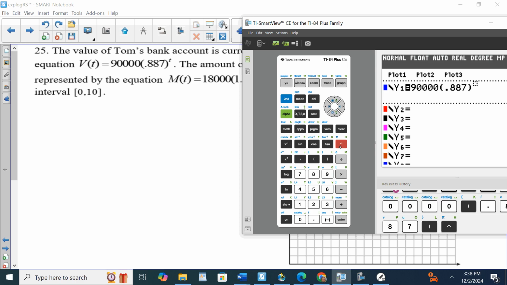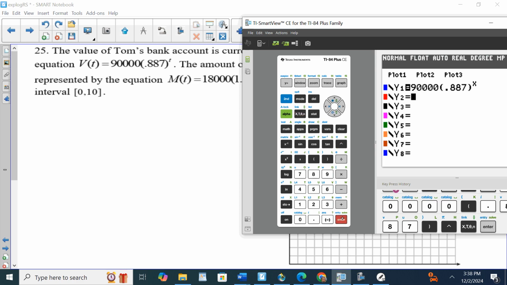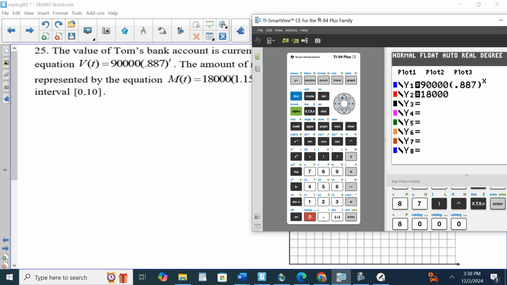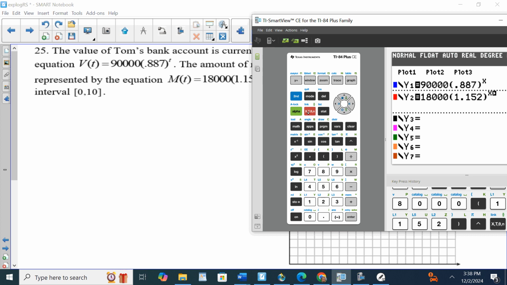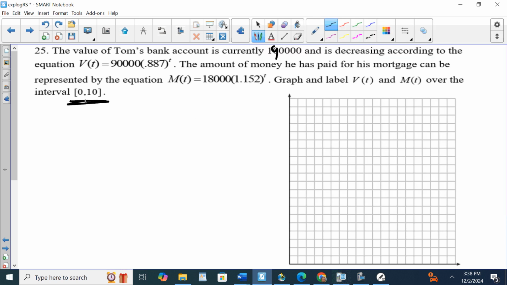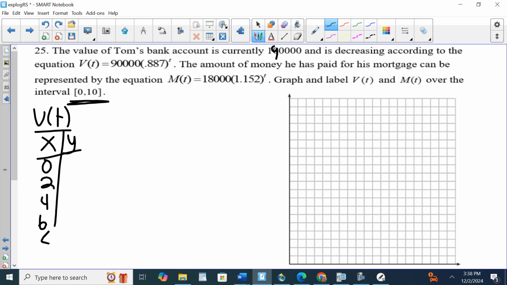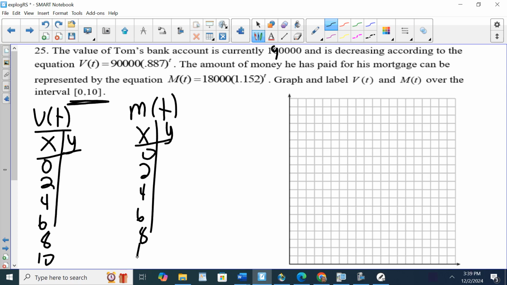90,000 times 0.887 to the power of x. 18,000 times 1.152 to the power of x. Table, it says it wants me from 0 to 10, so I'm going to write V of t. I don't need to write every single point. I'll just go 0, 2, 4, 6, 8, 10, and M of t, 0, 2, 4, 6, 8, 10.